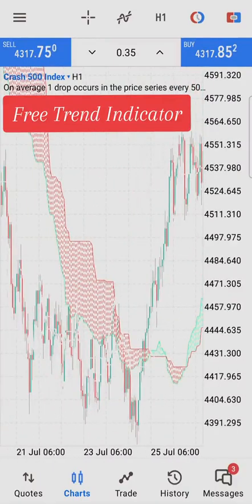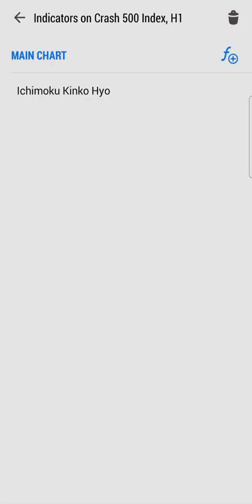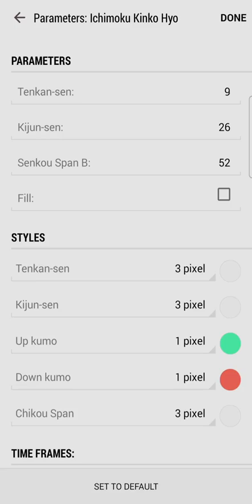So this is a free indicator that you can find on your MT4 or MT5 platform. It is known as a trend indicator. The name of the indicator is the Ichimoku Kinko Hyo indicator. The levels, you keep them standard. You have your Tenkan-sen, your Kijun-sen, right? Those are like EMAs, your moving averages.